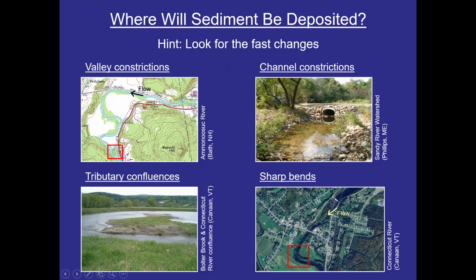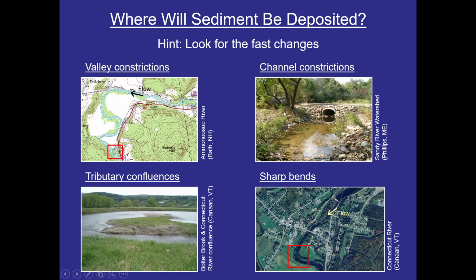Here on the Ammonoosuc River, there's a valley constriction downstream. During a flood, this water will be impounded upstream of the constriction, and lots of sediment is accumulating upstream of here already. A dam removal, if there was one upstream, would only exacerbate that situation.